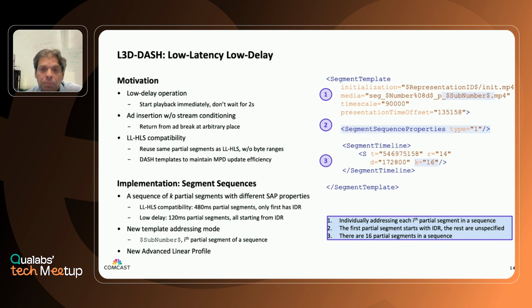In terms of syntax, you see 3 new things here. Subnumber, something that actually existed before but was never used. This tells you the index of the partial segment within the segment sequence. Then there are segment sequence properties, which say what starts from an IDR, if any. So type 1 means subtype 1, an IDR at the very first partial segment, and we have absolutely no idea what happens on the next segments.